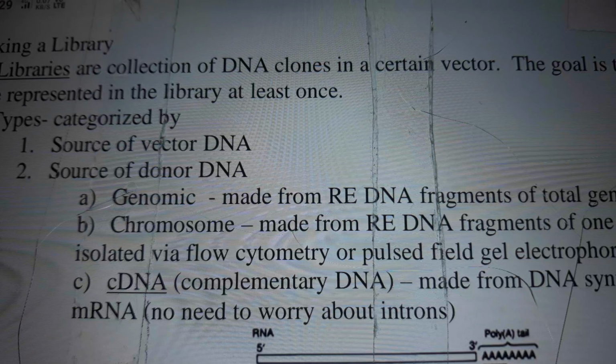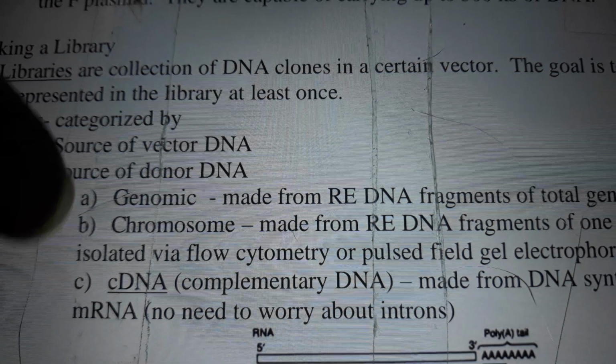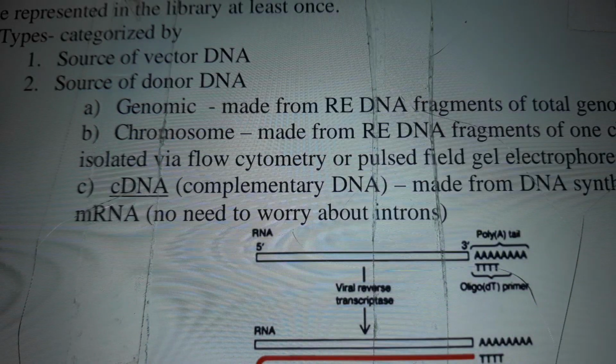And now, making a library. A library is a collection of DNA clones in a certain vector. The goal is to have each gene represented in the library at least once. Types are categorized by 1. Source of vector DNA, 2. Source of donor DNA.